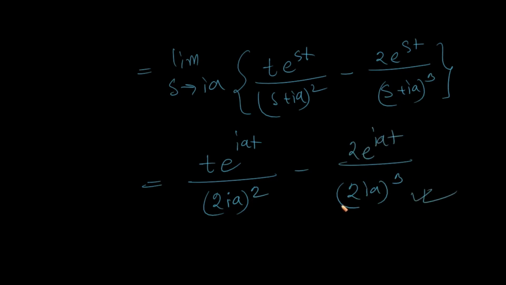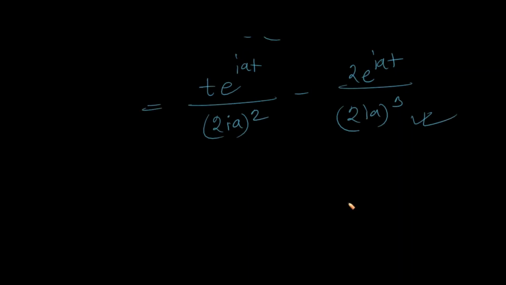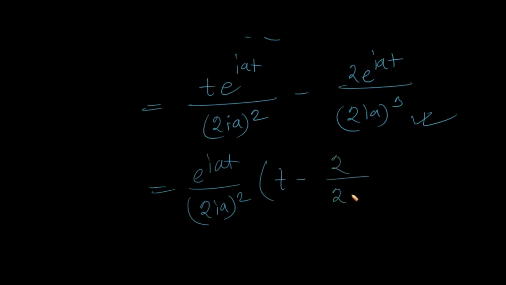Something like this. Okay, and you can now simplify this a little bit more. Let's see what happens if you simplify. You can factor out e to the power iat, you can factor out this (2ia) whole squared thing, and then you'll have t minus 2 by 2ia. This 2 cancels out, and this minus over here can be replaced with the plus sign, provided you put an i squared over there, and this i and this i will cancel out. There will be one i over here.